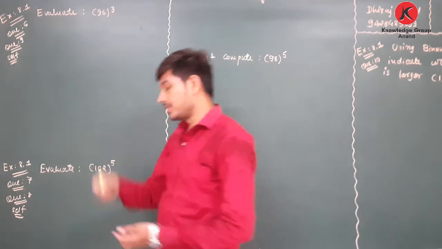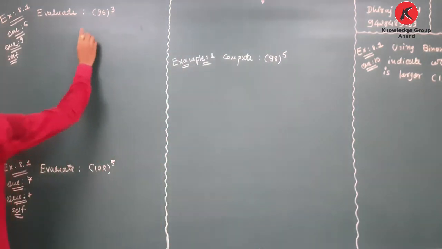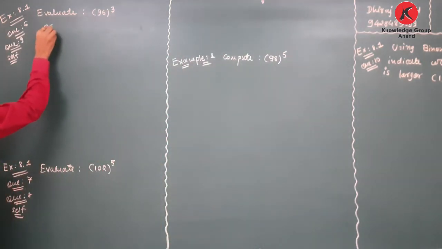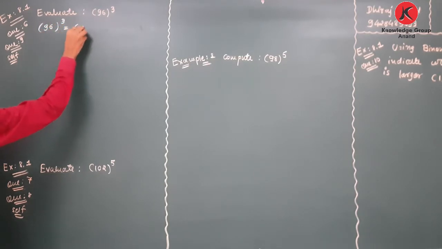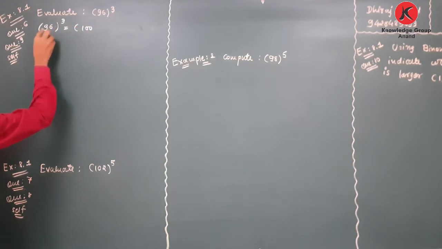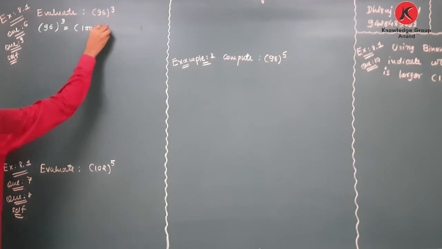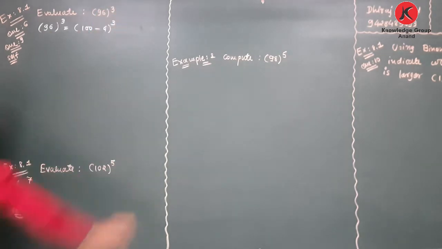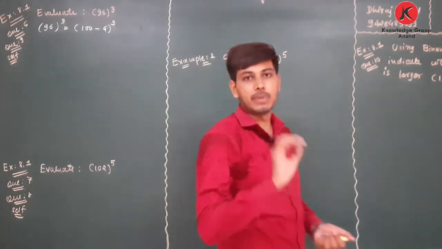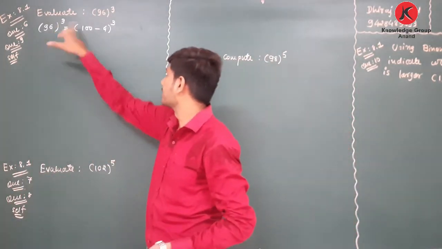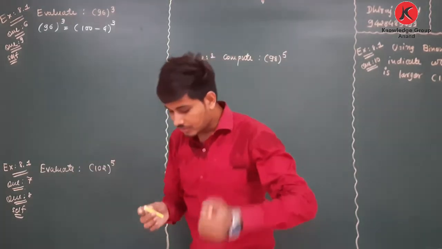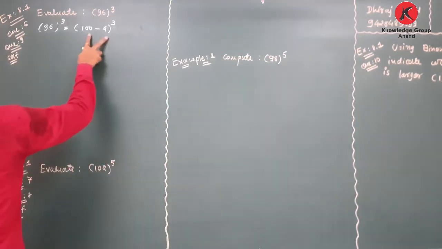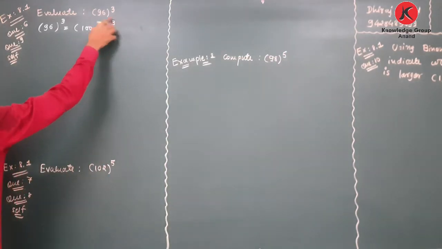Now see here, 96 is nearly about 100. Therefore we can write 96 raised to 3 as 100 minus 4 whole raised to 3. 100 minus 4 means 96, so we can write 96 like this. Now see here, these are the two terms, so the binomial theorem can be applicable for this.